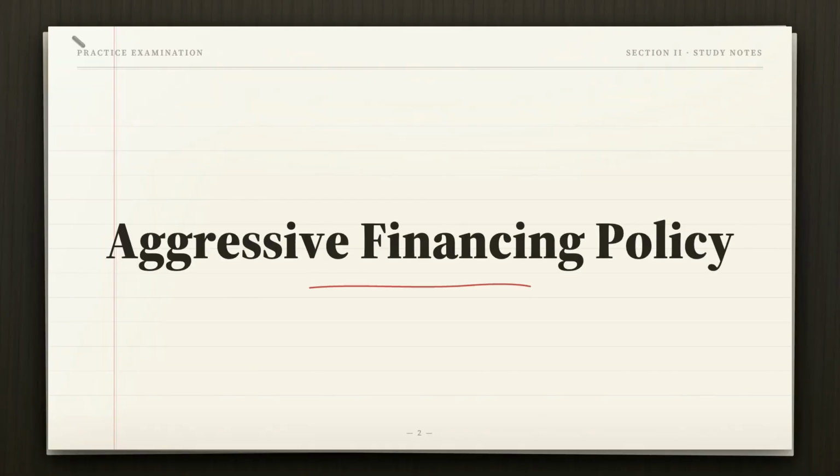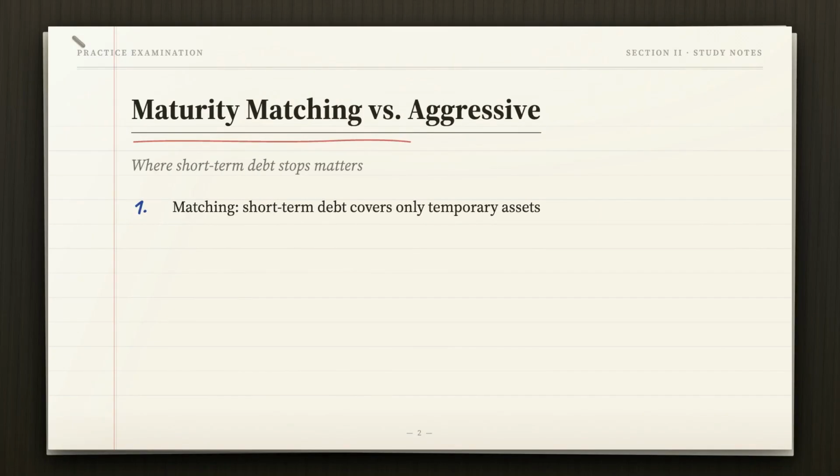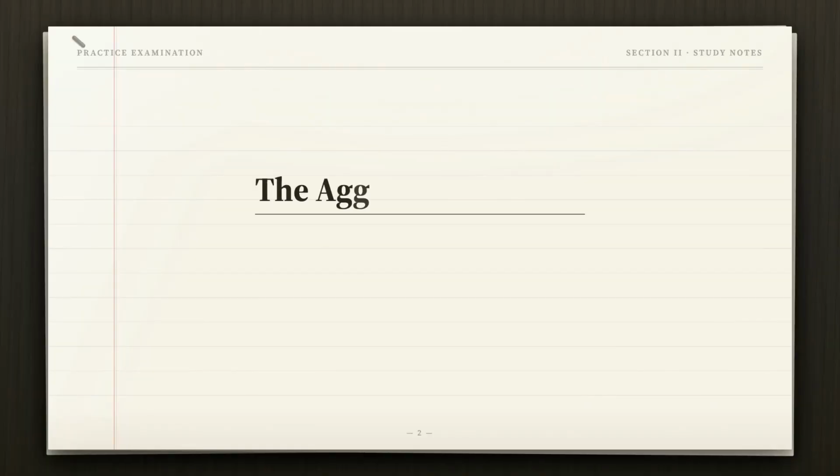An aggressive financing policy makes a calculated bet. It uses cheap short-term debt to fund not just seasonal swings, but part of the permanent asset base, and sometimes even fixed assets. That reach past the temporary layer into assets that never go away is the defining move. Under maturity matching, short-term debt stops at the temporary layer. An aggressive firm pushes further, funding permanent current assets, and in extreme cases fixed assets, with short-term borrowing that must be renewed indefinitely, since the underlying assets never go away.